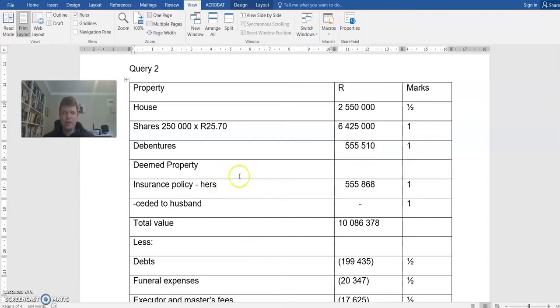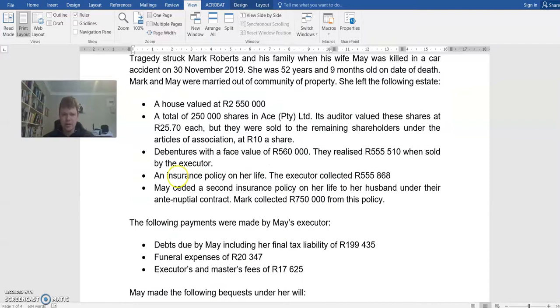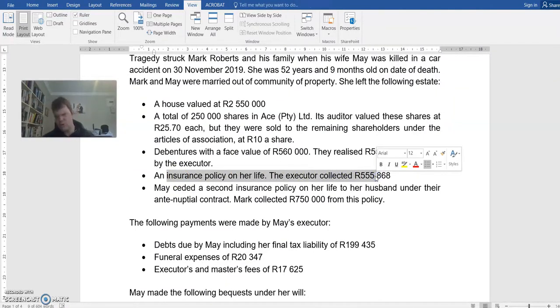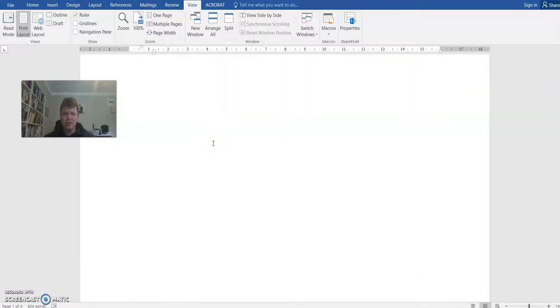Then we have to think about insurance policies. Okay, the two insurance policies that we're given in this case: an insurance policy on her life, that's all you're told, so straightforward, it goes in. A second insurance policy was given to the husband under antenuptial contract, therefore you know that's going to be excluded. Remember, with insurance policies, you're always looking for scenarios where it's over the life of the person who's dead. Obviously, that's why it's getting paid out, but somebody else was paying the premiums. If that's the case, always look out for that, because there's a possibility you're going to reduce the value.